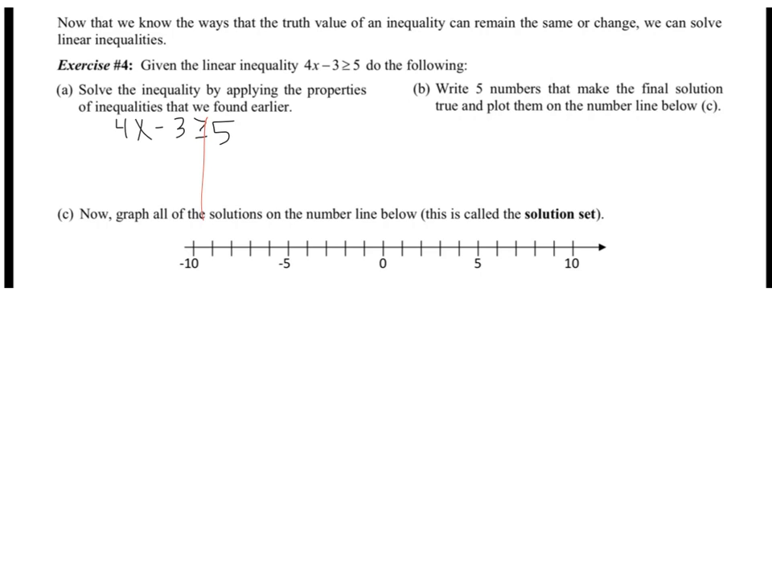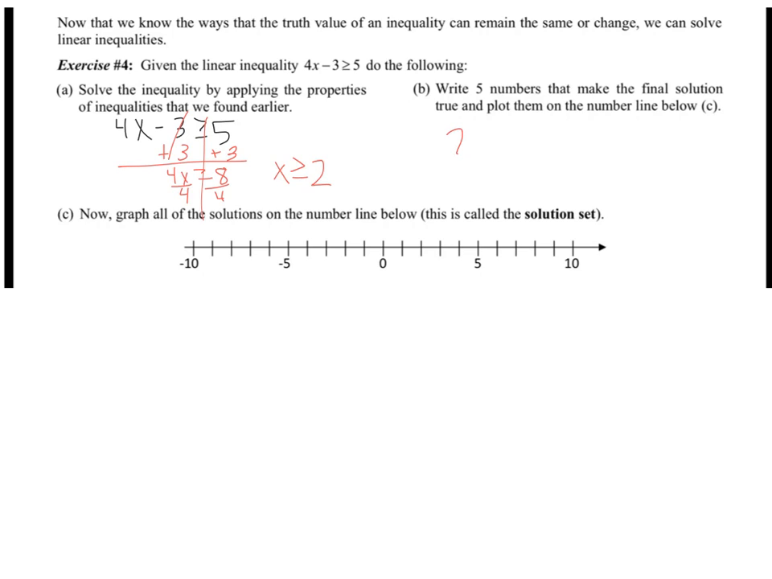So we're going to add 3. So now 4x is more than or equal to 8. Then we divide by 4. So x is more than or equal to 2. Then it says write 5 numbers that make it true.